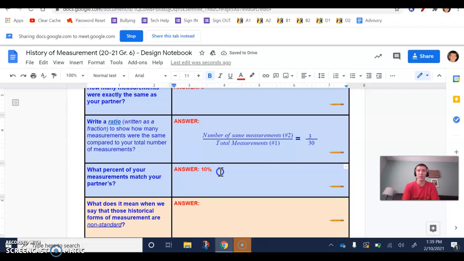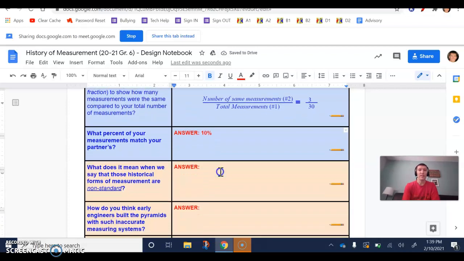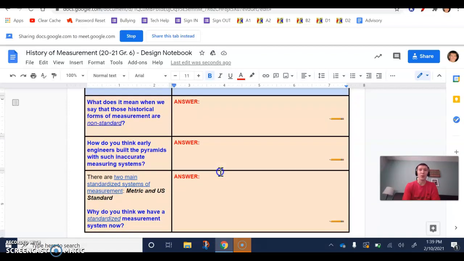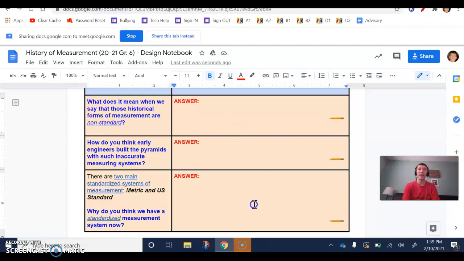10% of the measurements were the same. So the next few questions now, notice it is an orange background, and that is the should do question. So it's a little bit higher level, but this is what it would take to get up to that 5th or 6th grade. First question, what does it mean when we say that those historical forms of measurement are non-standard?